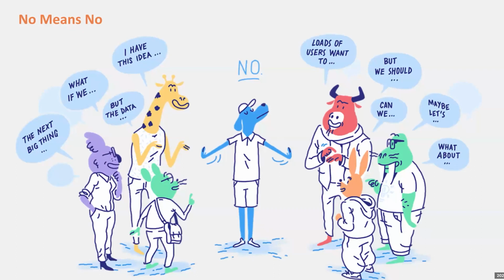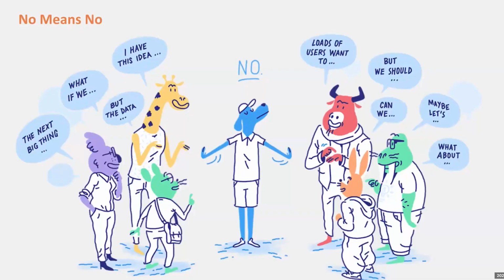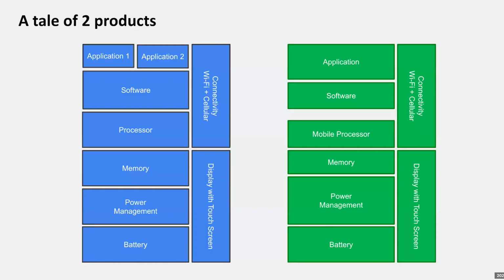And I have 2 amazing examples which talk about this. So product, sales and marketing in sync, I'll come to that. But if you say no, if you build products which are true to their purpose, then the result is actually that the product, sales and marketing are always in sync. So let's take a look at 2 product examples to convey this thought of saying no and keeping focus on your products, and then things will become very clear.